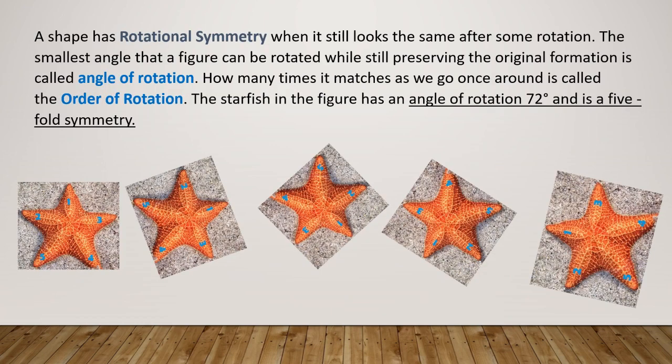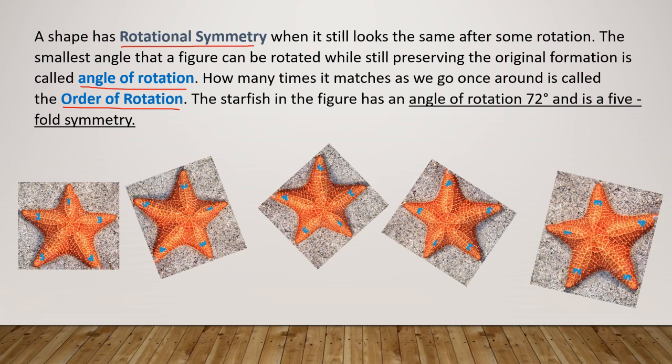A shape has rotational symmetry when it still looks the same after some rotation. The smallest angle that a figure can be rotated while still preserving the original formation is called angle of rotation. How many times it matches as we go once around is called order of rotation. The starfish in the figure has an angle of rotation of 72 degrees.